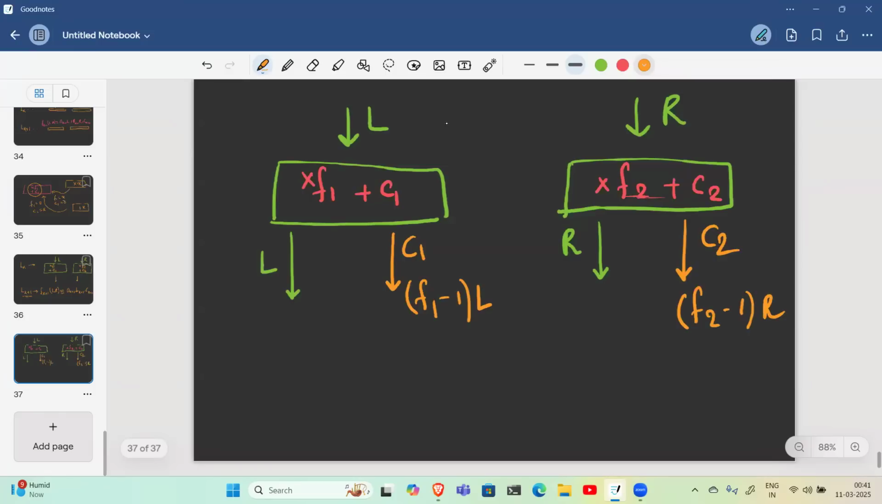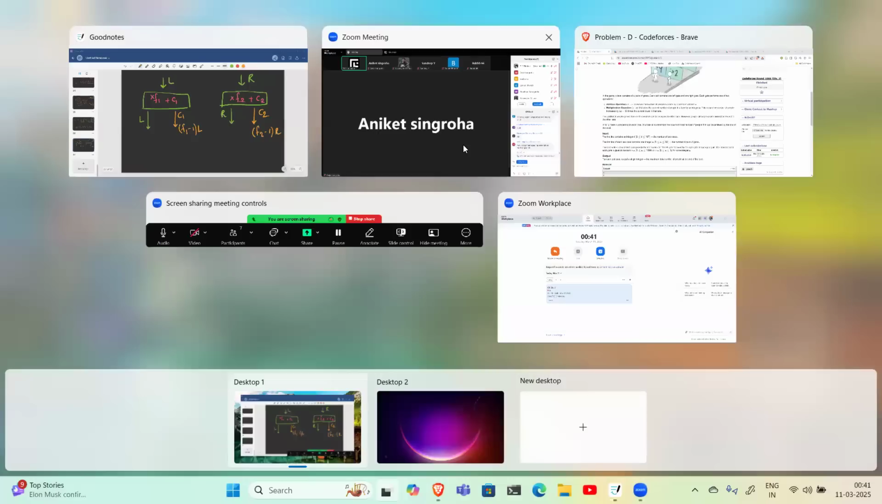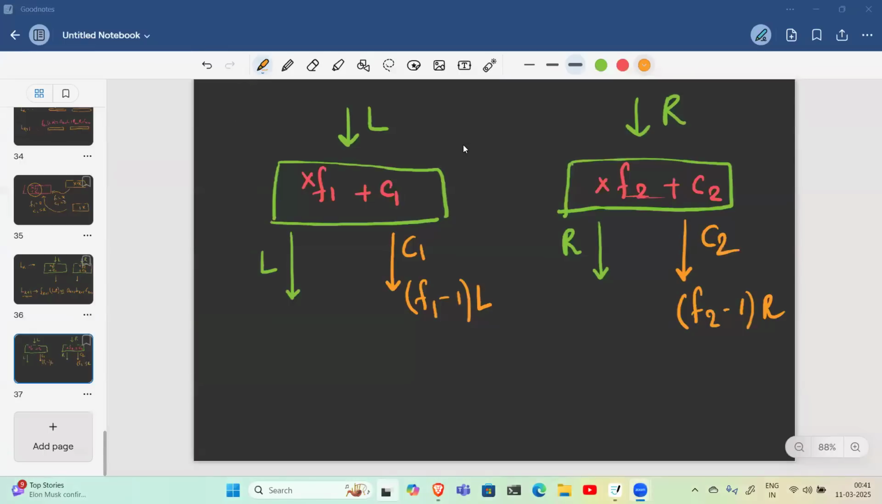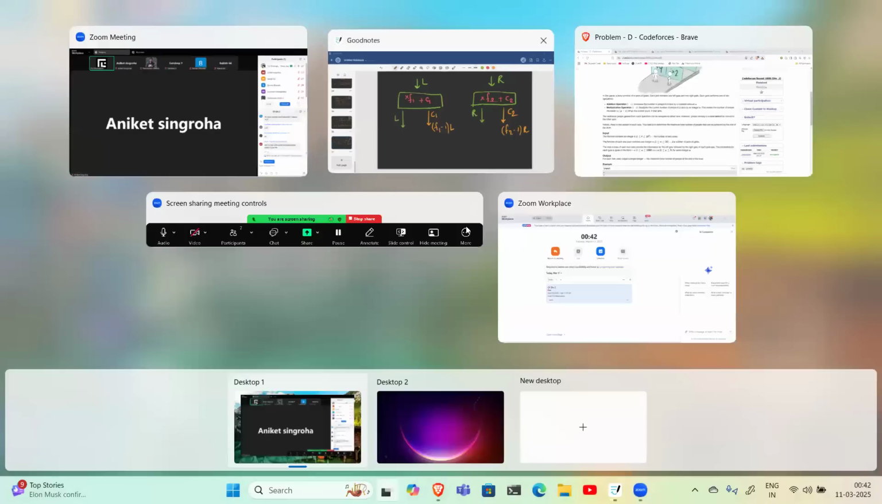Up to this, is it clear? Is it clear up to this? A quick yes in the chat. Any doubts up to this? Okay, so I assume that there are no doubts.